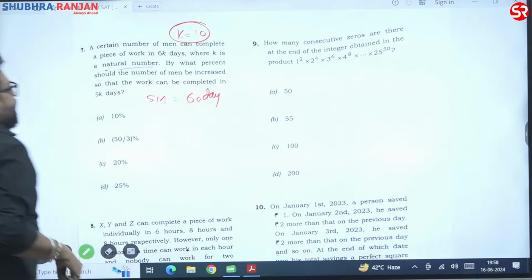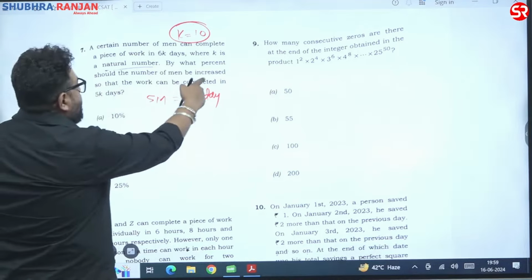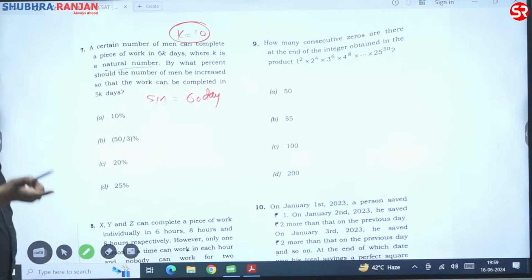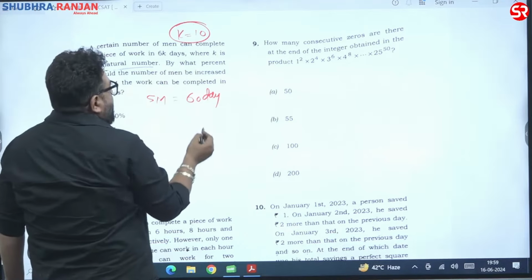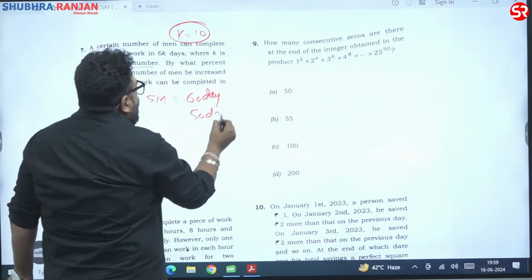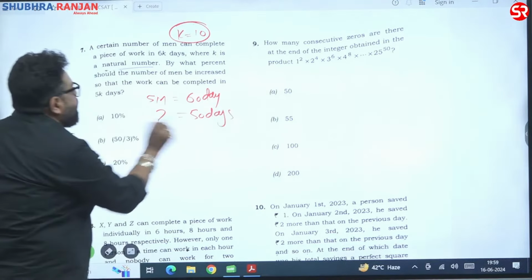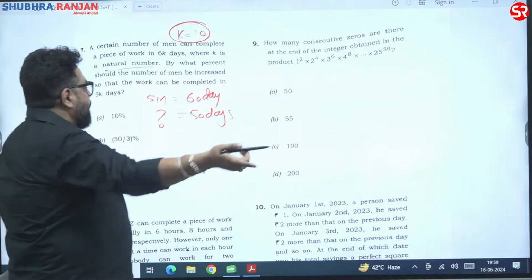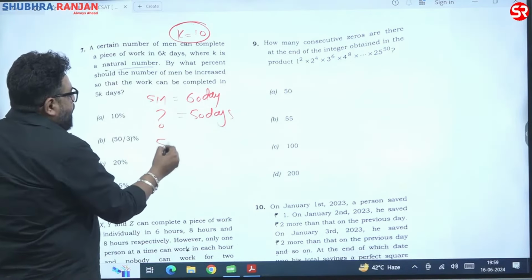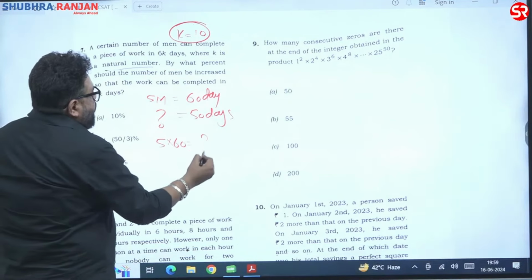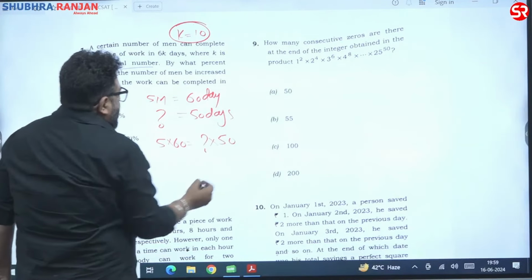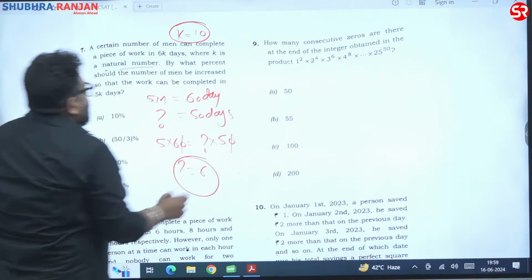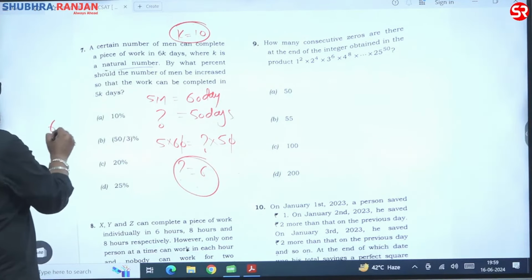All right. By what percentage should the number of men increase so that the work can be completed in 5K days? So now K is equal to 10, so 50 days. So how many men are required is the question. So M1 into D1 is equal to M2 into D2 would give you 5 into 60 is equal to this question mark into 50, right? And this cancels out. So the question mark value comes out to be 6. So now you require 6 men.